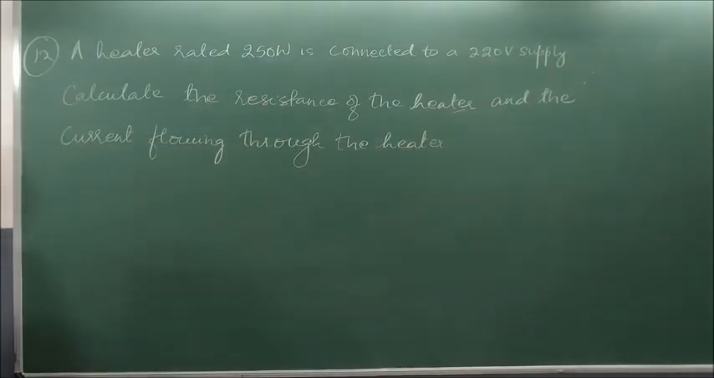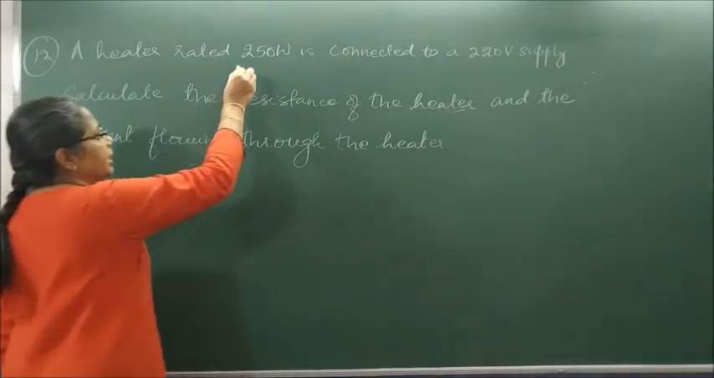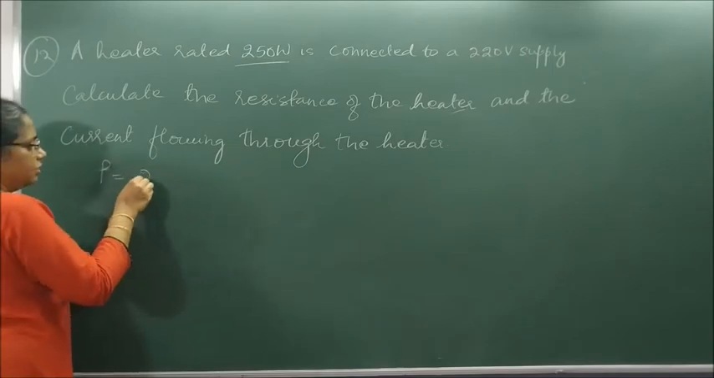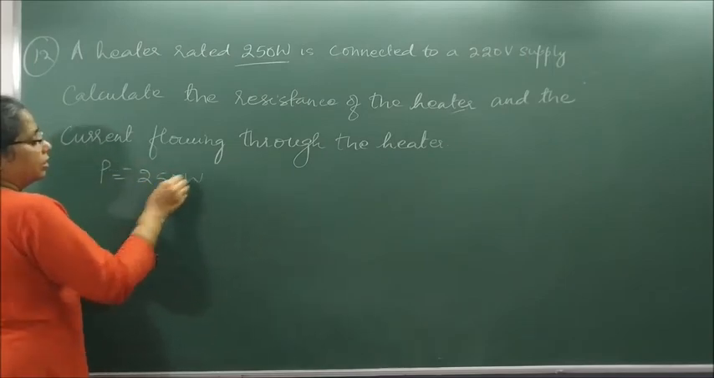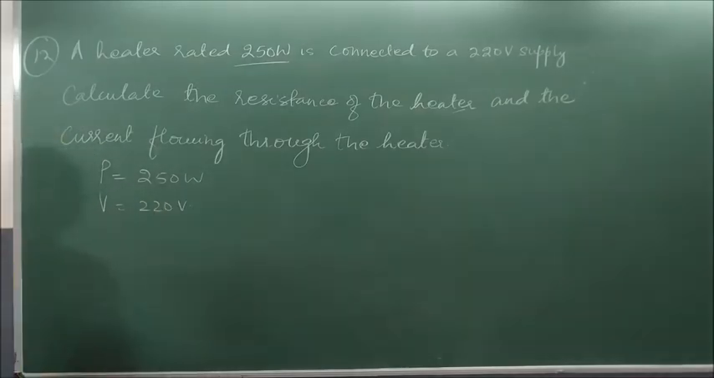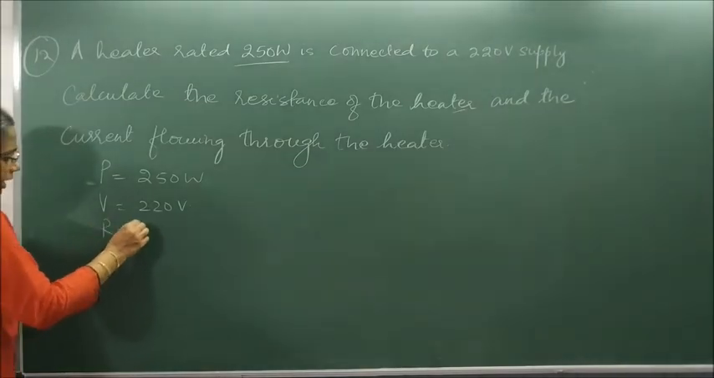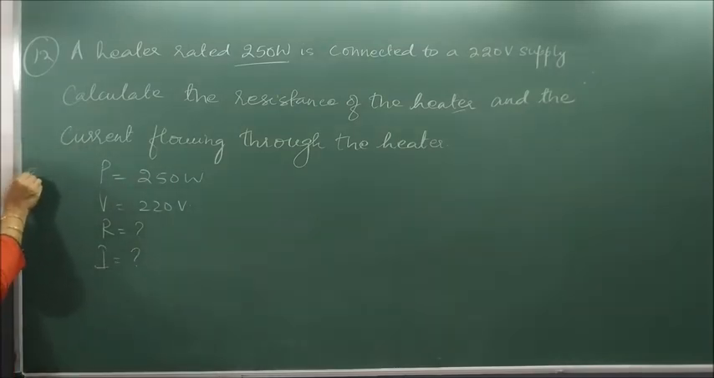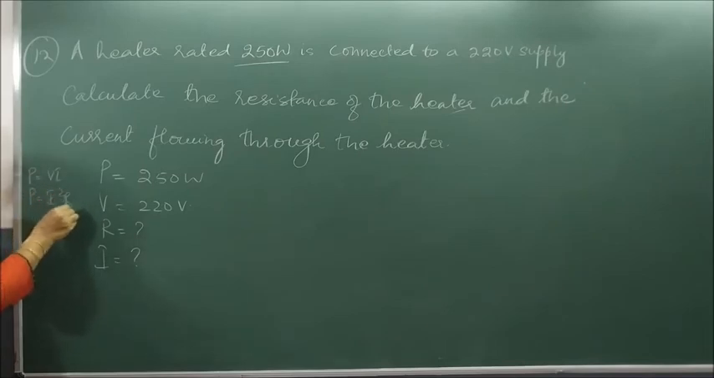Okay, so again, what is given to us? We have P is 250 watt. Your V is 220 volts. Calculate the resistance of the heater and the current flowing through the heater. I need to find out R and I need to find out I. So which formula? P is equal to VI. P is equal to I square R. P is equal to V square by R.